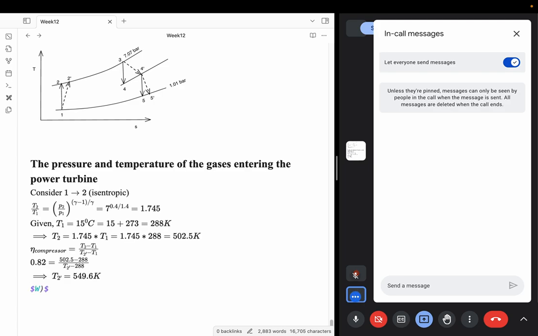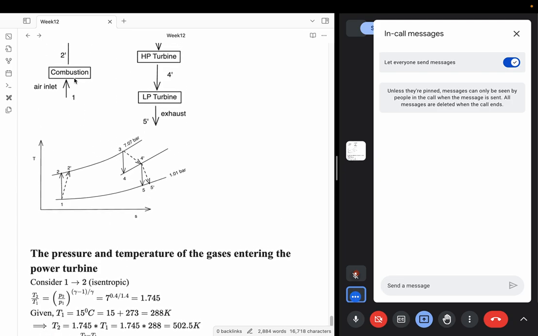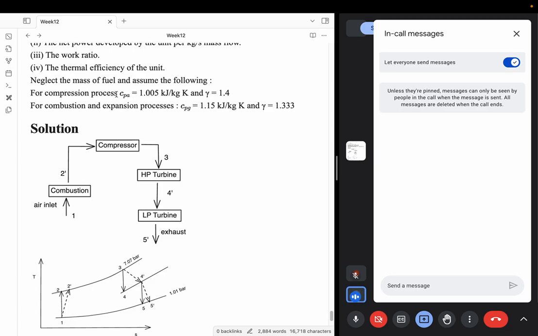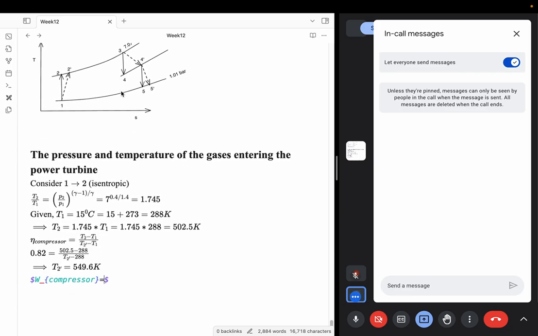Now I know T2 prime, so I can directly calculate the compressor power. What is the work done by the compressor? From 1 to 2 prime, it is already given that for the compression process the Cp is given. So you directly use that Cp times your delta T. If it was an isentropic process, then instead of T2 prime you would have T2. But we already calculated T2 prime, so you just substitute the values. It will be 1.005 times T2 prime, 549.6, minus T1, 288.